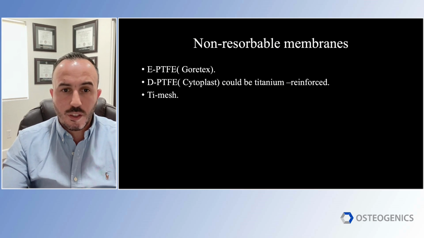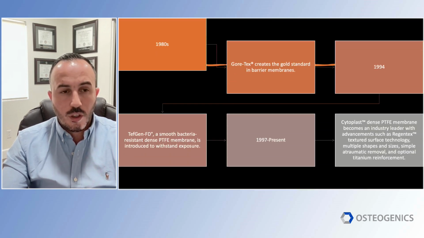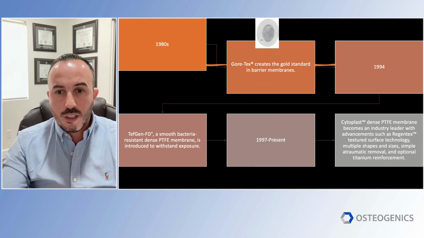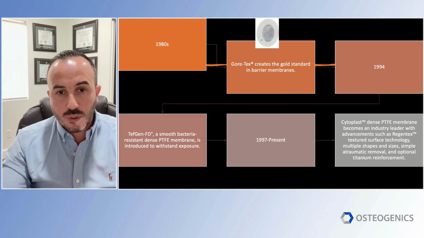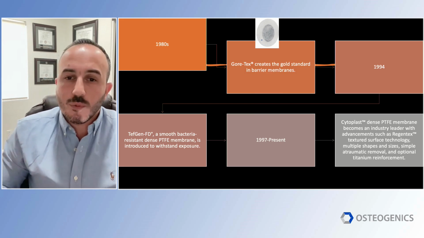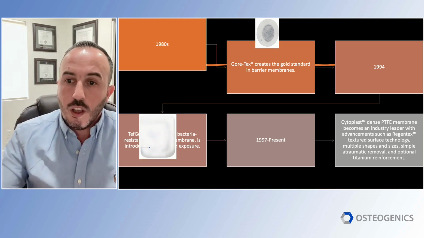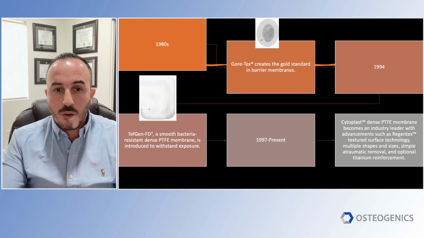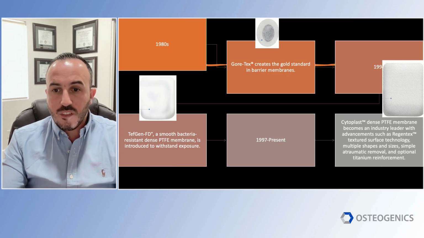Meanwhile, the non-resorbable membranes could be expanded PTFE, the Gore-Tex, which we'll discuss, or dense PTFE, the Cytoplast, and that could be titanium reinforced or a titanium mesh. So what is the history here? In 1980, Gore-Tex hit the market, and it was the best membrane that everybody was using at that time, but it had a lot of problems with infections when it got exposed. So they started looking at something else, and Tefgen in 1994 came out with a smooth surface of dense PTFE.